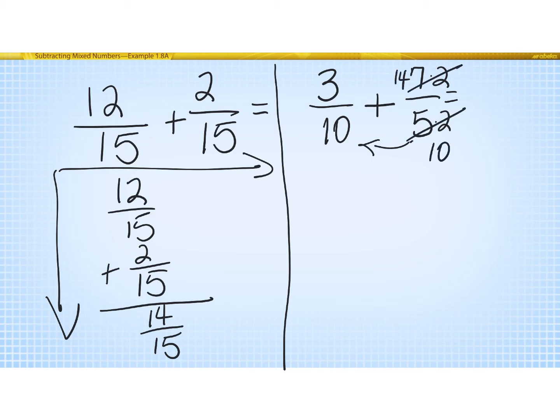Now remember, when you're adding and subtracting fractions, you have to have a common denominator, but you do not add or subtract those denominators. They stay the same. You carry them over. So then you have 3 plus 14, which equals 17.